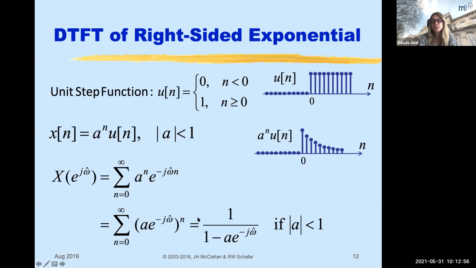Do the math here. We use the geometric sum formula, guys. Remember, because this has magnitude less than 1, I have a geometric series formula. This was, let's say, alpha to the n. Then this sum corresponds to 1 over 1 minus alpha. Exactly, my alpha is a e to the minus j omega hat here.